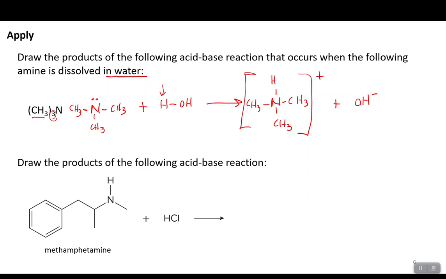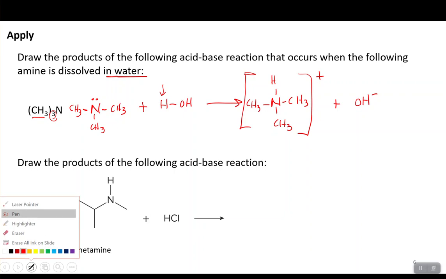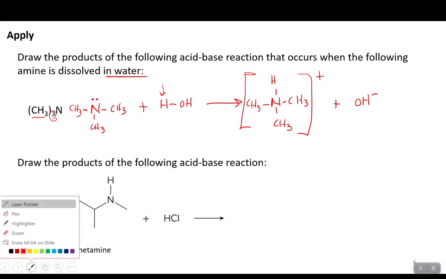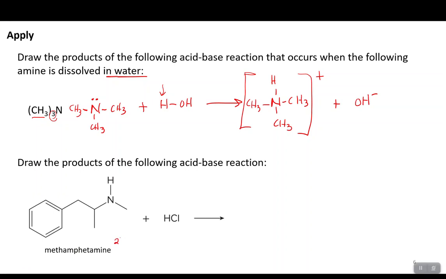Okay. Let's do the next one. We're going to draw the products of the following acid-base reaction. Here they've given me the methamphetamine molecule, and it's interacting with HCl. First, identify your functional group. Your functional group is here. This is going to be an amine because you have nitrogen bound to a carbon on this side, a carbon on that side, and then a hydrogen. So specifically, this will be a secondary amine. That's not going to have a big consequence on this reaction, but this is just to practice identifying the types of amines that you have.